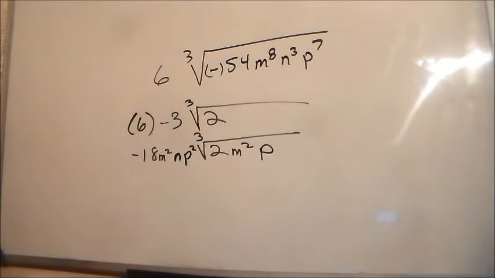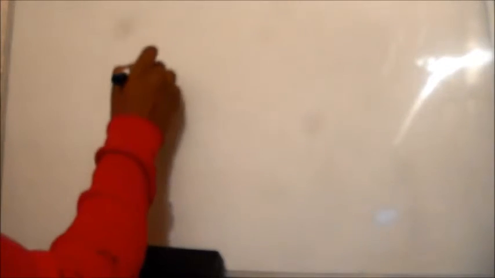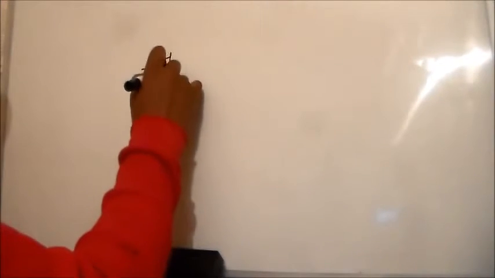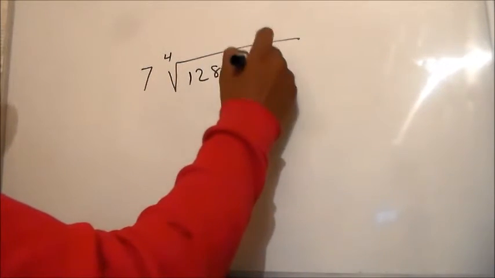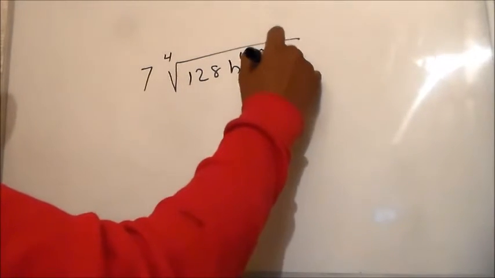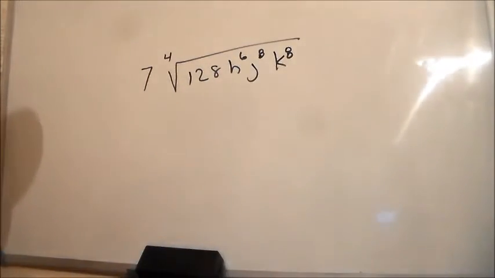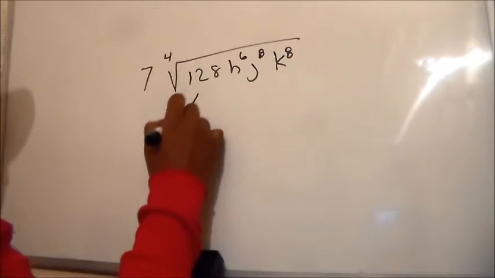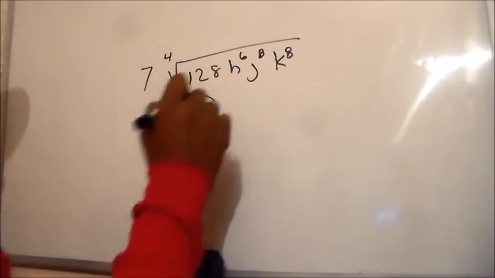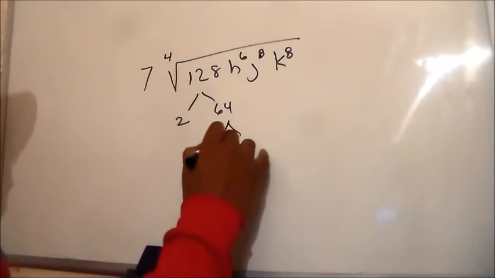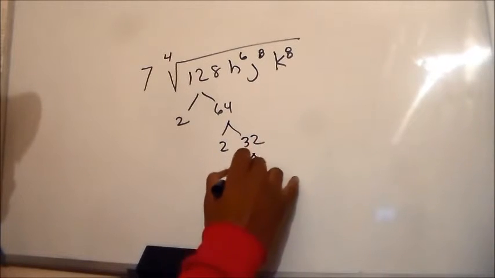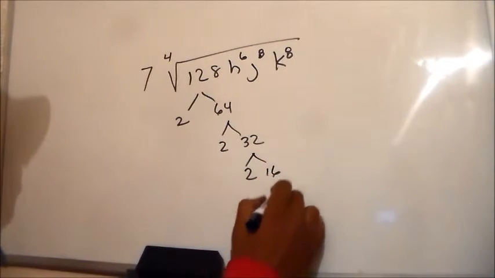And last but not least, this is kind of ugly, but again, it's not that bad. Fourth root 128, h to the 6th power, j to the 8th power, k to the 8th power. We'll look at that for now. We're going to look at that main number in there, and we are going to factor 2. We need 4 continuous factors. All right, 2 times 64, 2 times 32, 2 times 16, 2 times 8.